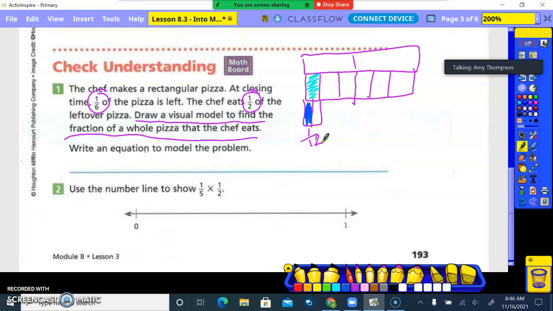So basically, what will be our equation? What needs to go first? The half or the 1/6? 1/6, because it says right here 1/6 of, right? And of means what? Multiply. So 1/6 of, or multiplied by 1/2 equals 1/12. So he ate 1/12 of the whole pizza, right?